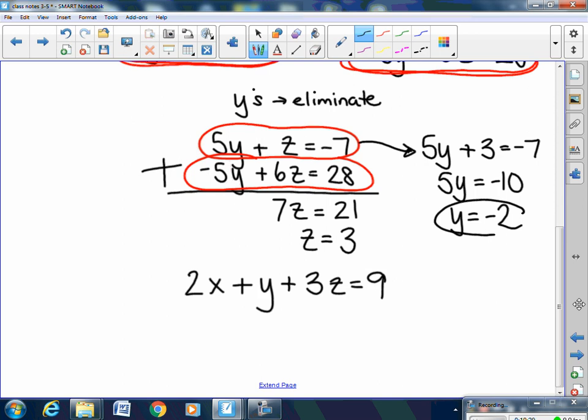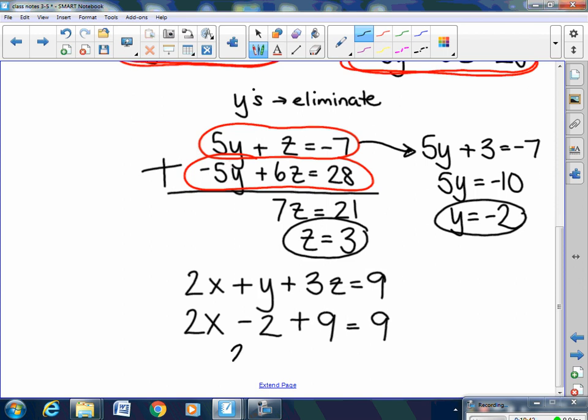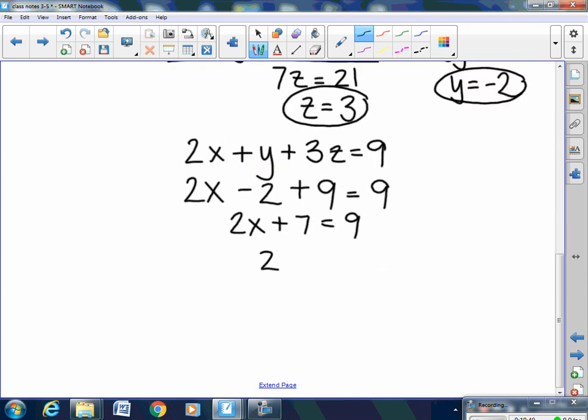In place of y, I'm going to put a -2, so that's how I got the -2. In place of z, I'm going to put a 3, so that's how I got 9, equals 9. And the only variable I'm still looking for is my x. So I'm going to get 2x plus 7 equals 9. 2x equals 2 because I subtracted 7, and I divide by 2, x equals 1.